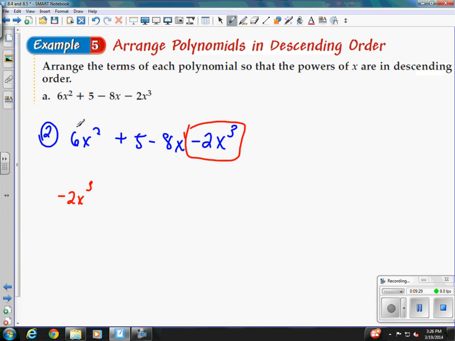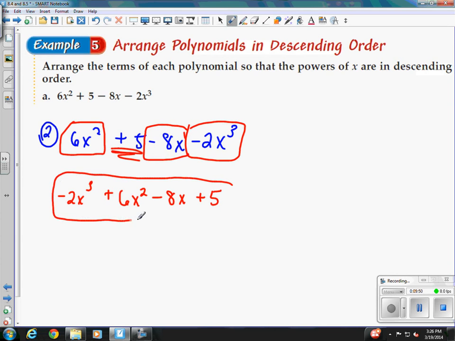Then after 3 would come my 2, and that's a positive 6x squared, so plus 6x squared. And then minus 8x because it has a 1 there, so minus 8x to the first. And then lastly, 5 is just a number. It doesn't have a variable or a power, so it comes last.